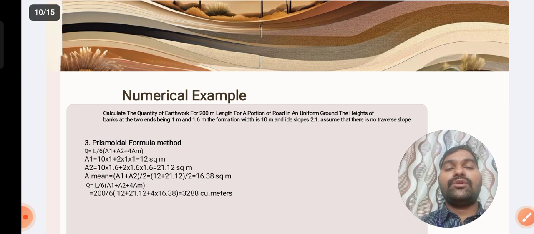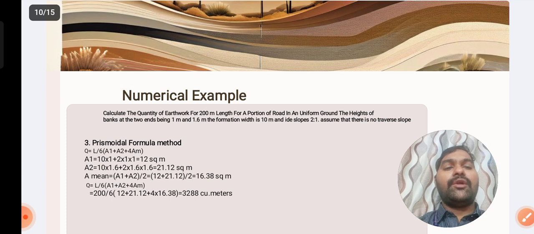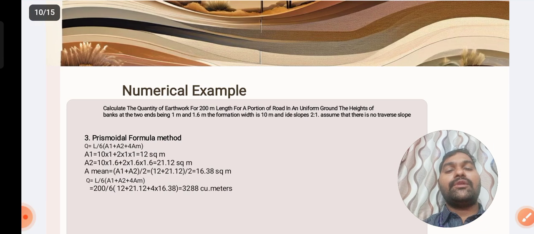Q is equal to L by 6 into (A1 plus A2 plus 4 AM). So here we need to substitute all the values. L is 200 by 6, A1 we are getting 12 and A2 we are getting 21.12, and plus 4 into AM, we are getting 16.38. Finally you get 3288 cubic meters. Likewise, we are going to do the problem. And this is about the prismoidal method.